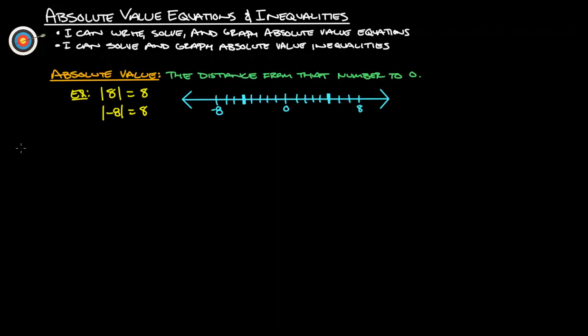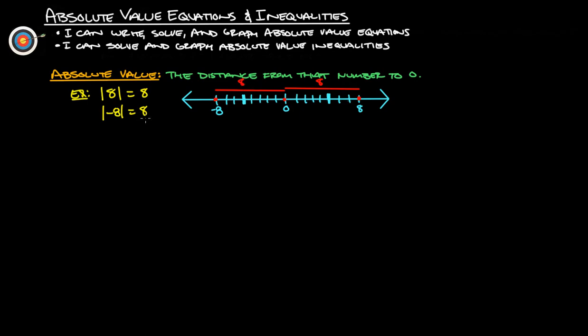Okay, so first thing, absolute value. Absolute value is the distance from that number to 0. So the absolute value of 8 is going to be 8 because the distance from 8 to 0 is a distance of 8. And then the absolute value of negative 8 is still the distance from negative 8 to 0, so that distance is also 8.